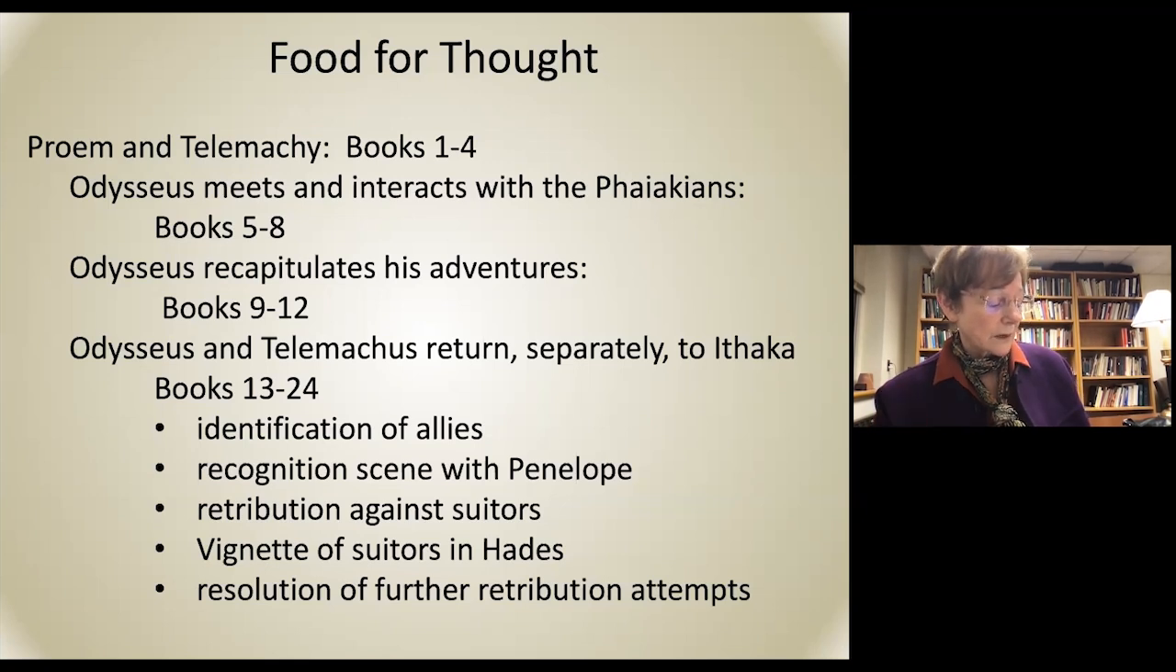So just to sum up, we open with the proem or introduction with the invocation of the muse, the journey of Telemachus, Odysseus's adventure with the Phaeacians, where he tells all of his stories, his 10 adventures, and then the second half of the Odyssey, books 13 to 24, which takes place virtually entirely in Ithaca.